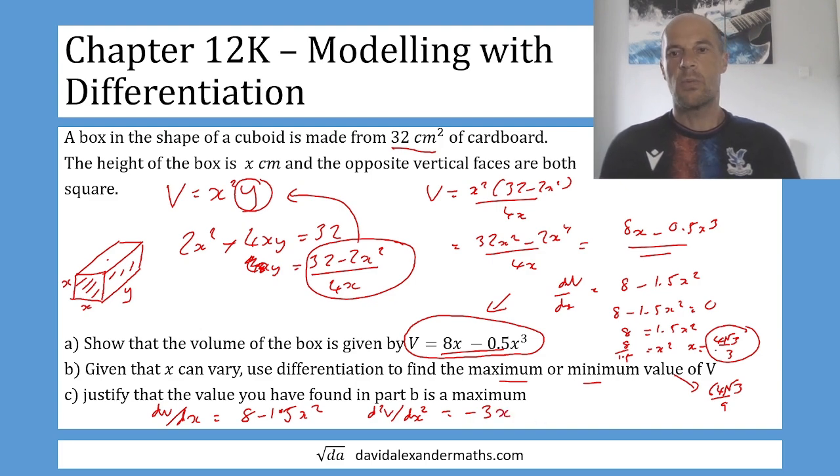Okay, so what is the value of x? Well, it's going to be minus 3 times 4 root 3 over 3. So therefore d squared V by dx squared is going to be, the 3 will cancel with the 3, so it's going to be minus 4 root 3, which is negative, so therefore it's going to be a maximum since the second derivative is negative. If it had been positive, that would be a minimum value, but it's negative, so it's a maximum.